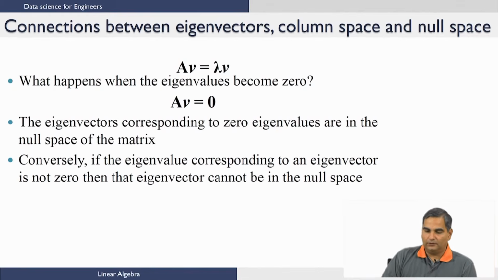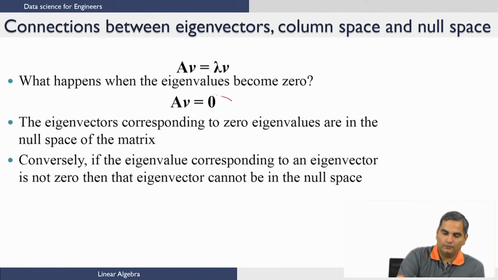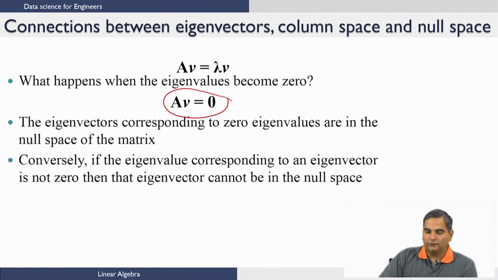So, we go back to the eigenvalue eigenvector equation, A nu is lambda nu, and this result that we are going to talk about right now is true whether the matrix A is symmetric or not. If A nu equals lambda nu, we ask the question, what happens when lambda is 0, that is, one of the eigenvalues becomes 0. So, when one of the eigenvalues becomes 0, then we have this equation, which is A nu equals 0. So, we can interpret nu as an eigenvector corresponding to eigenvalue 0.